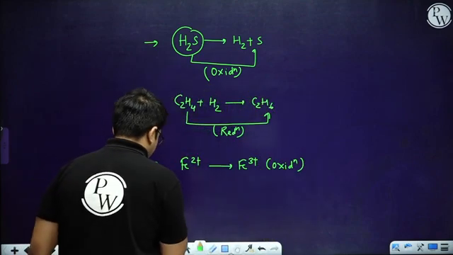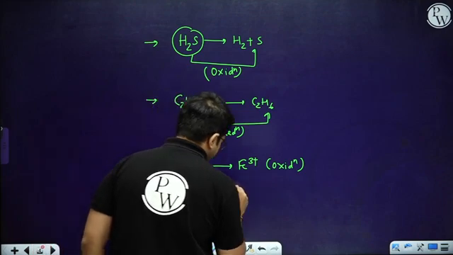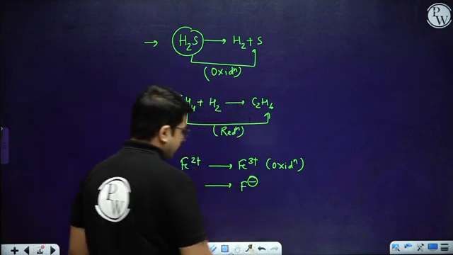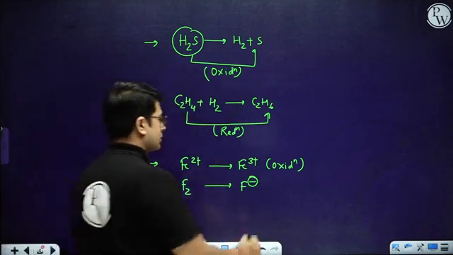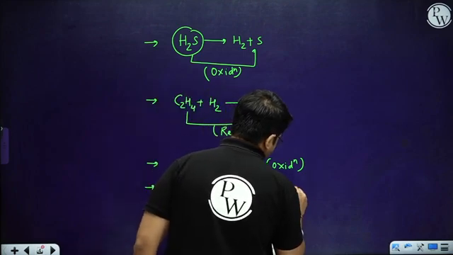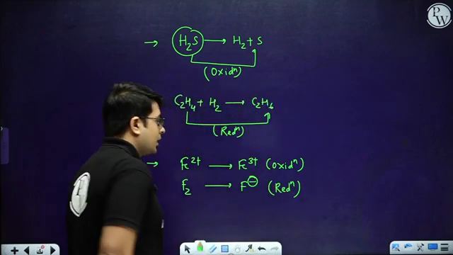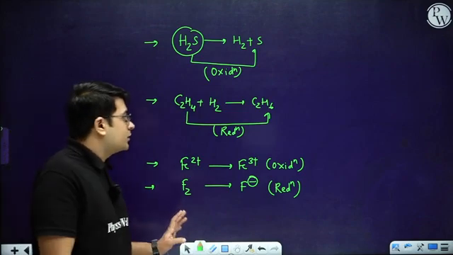Or you can say that F2 is converting into F negative. It means an increase in negative charge. You can say that the process is reduction. Everything is clear in this particular case.